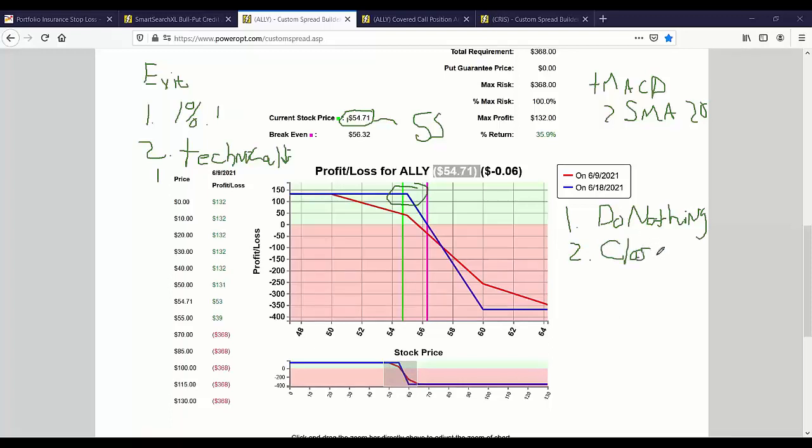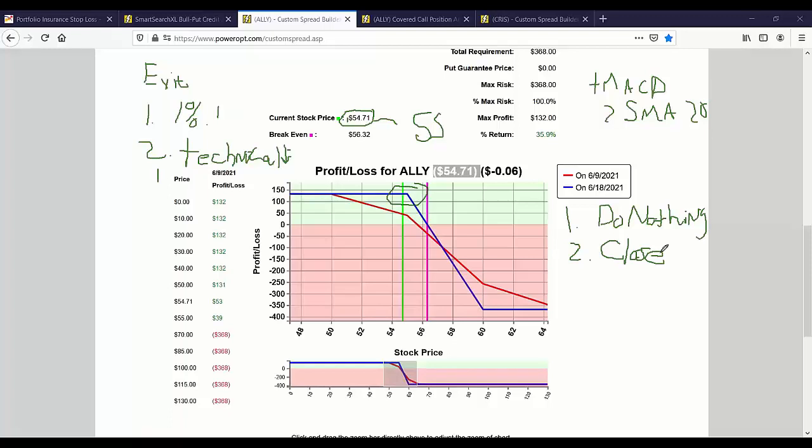Okay, so just close the position. I've hit my triggers. Everything technical is going against me. Is it worth it to stay in it longer and take a higher loss than what I have now? We'll actually look at that in a moment. But again, it might not be what I want to do.